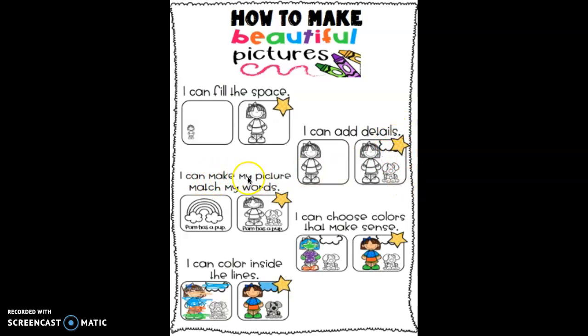I can make my picture match my words. If the word says Pam has a pup, I shouldn't see a picture of a rainbow. Pam has a pup, I should see Pam and her pup. That's why this picture got a star.